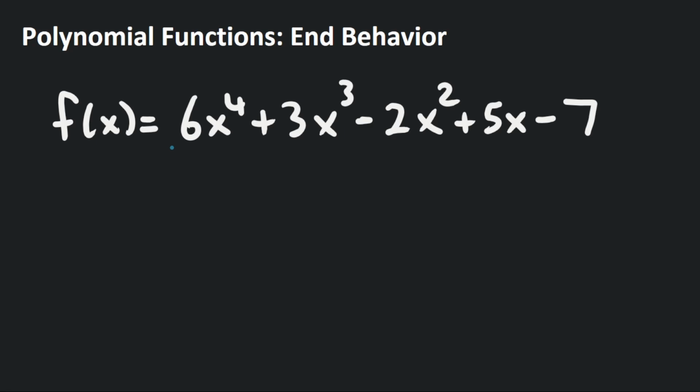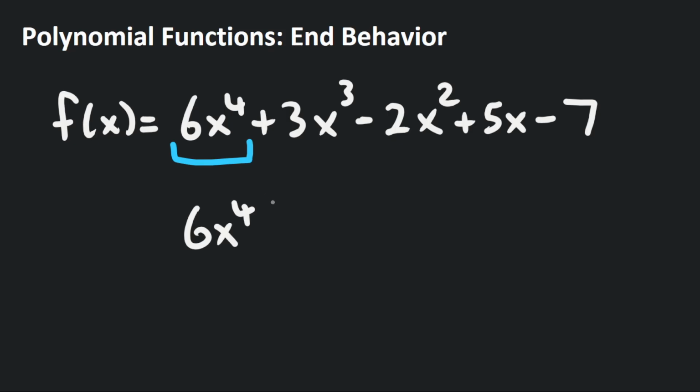What you're going to do is take the leading term. So the leading term is the term with the highest exponent. This one has the highest exponent of 4. So the leading term is 6x to the fourth. So take a look at this term, 6x to the fourth. This is the leading term.